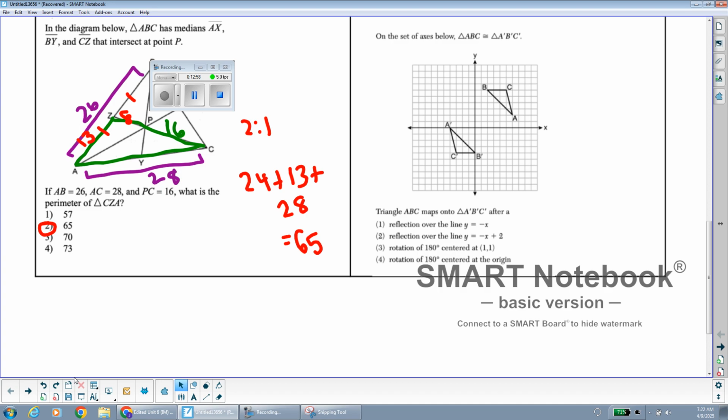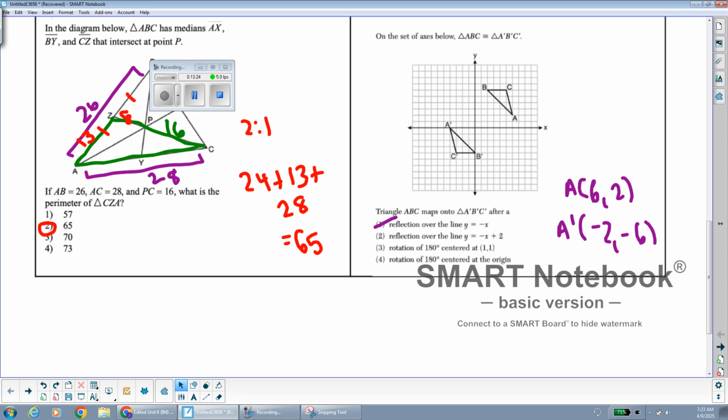So I'm going to just try with one point. Point A is 1, 2, 3, 4, 5, 6, 2. So that means A prime after a reflection over the line y equals negative x would be negative 2, negative 6. Negative 2, negative 6, that's not where it is. So this is not the answer that we're looking for.